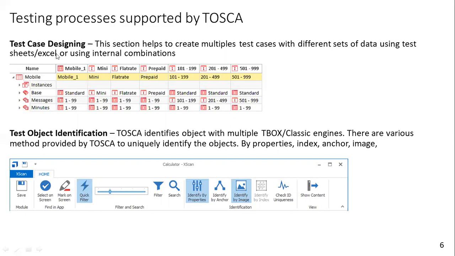So this is the test case design section. In the test case design section, you can see that we have created some instances, we have created attributes, and in the attributes, we give multiple sets of data. Based on the data, it creates n number of test cases. So you can say, as of now, this section is a little bit complex. I generally take 2 classes to make people understand this section. This section helps to create multiple test cases with different sets of data using test sheets or Excel, or you also have an option to create using internal combinations.